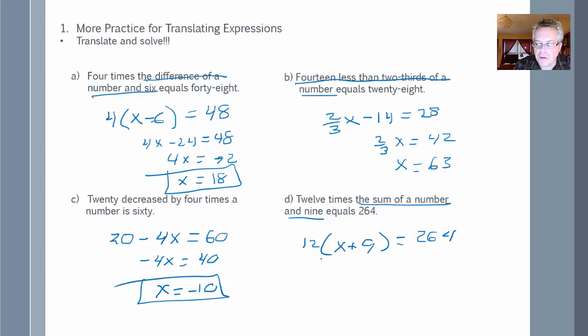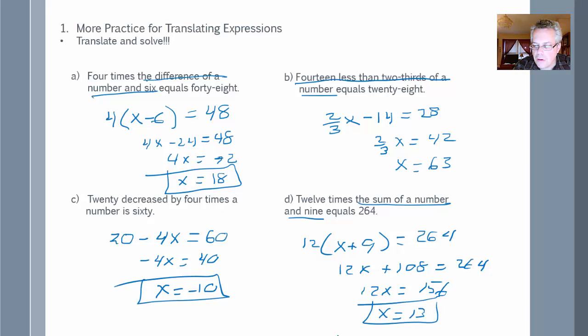We can solve this one quickly also. This would be 12x plus 108 equals 264. If we subtract 108 from both sides, that'd be 156. And if you divide by 12, I believe you get 13. Bam, just like that.